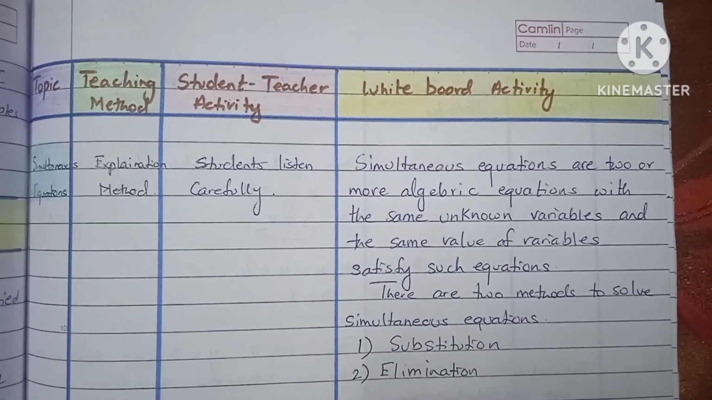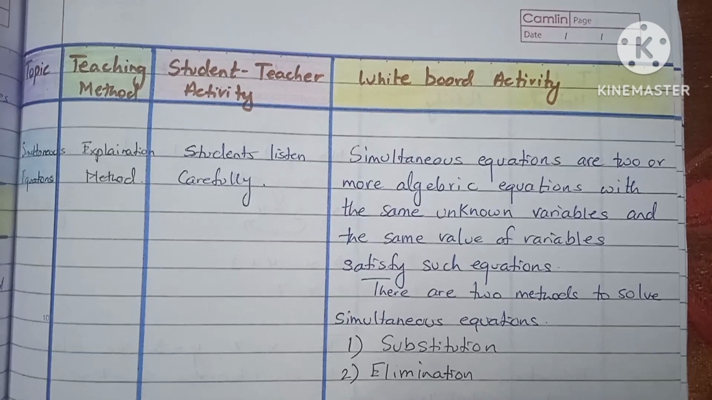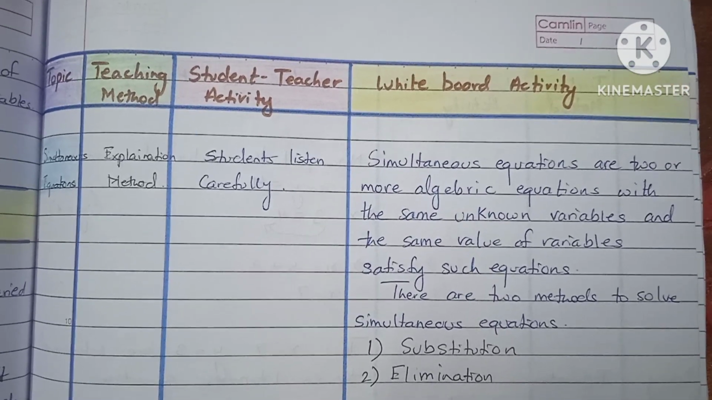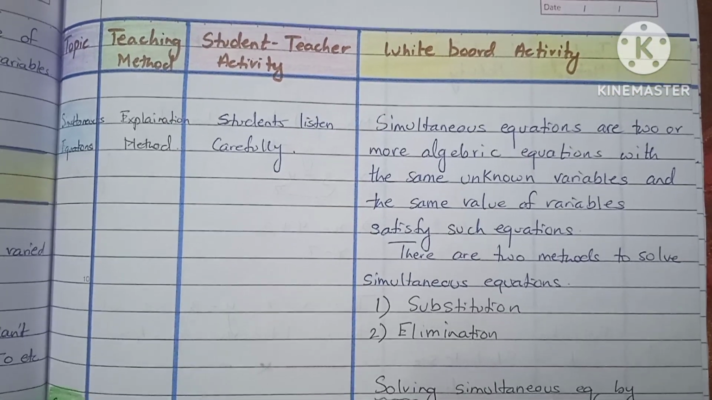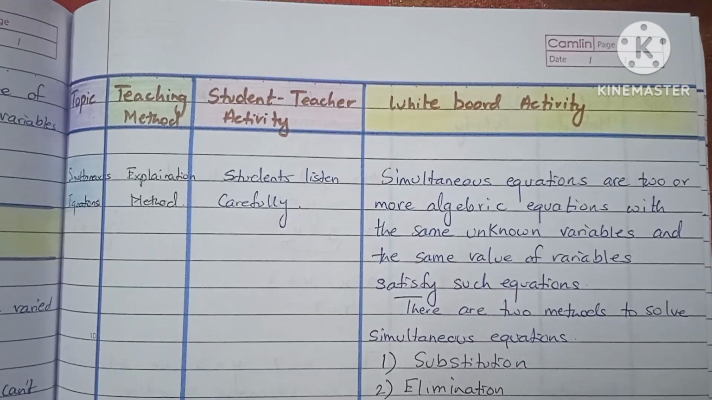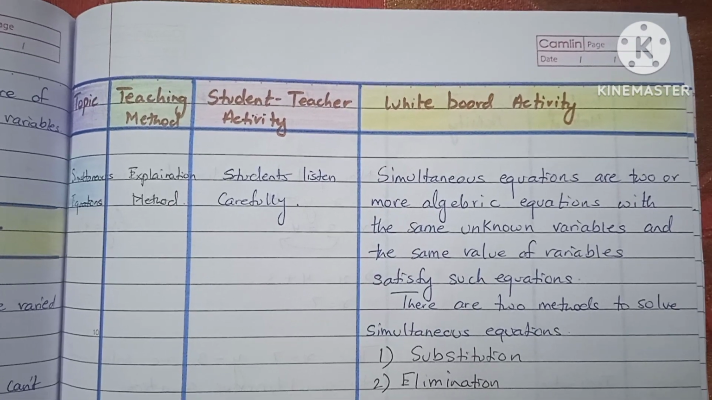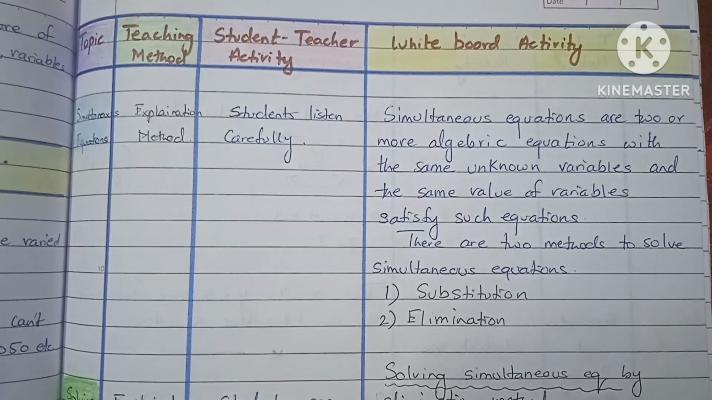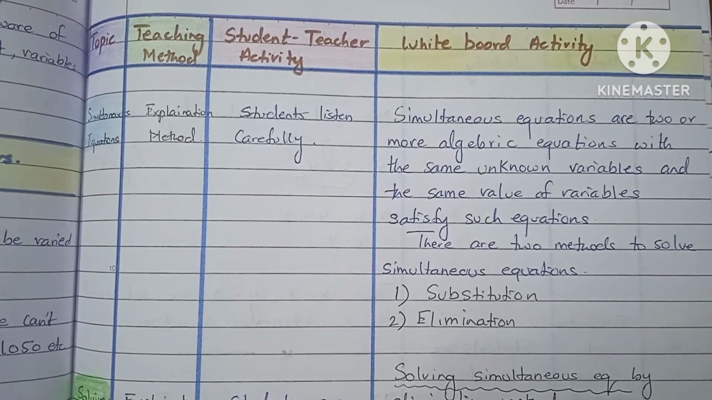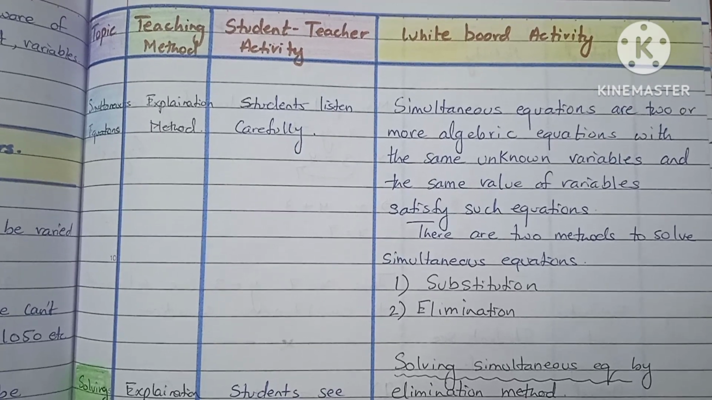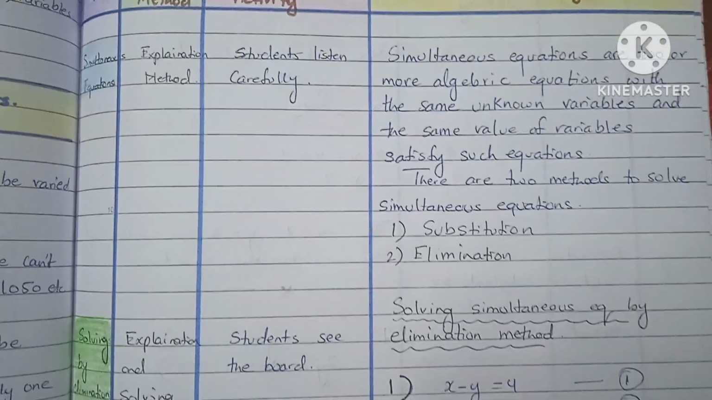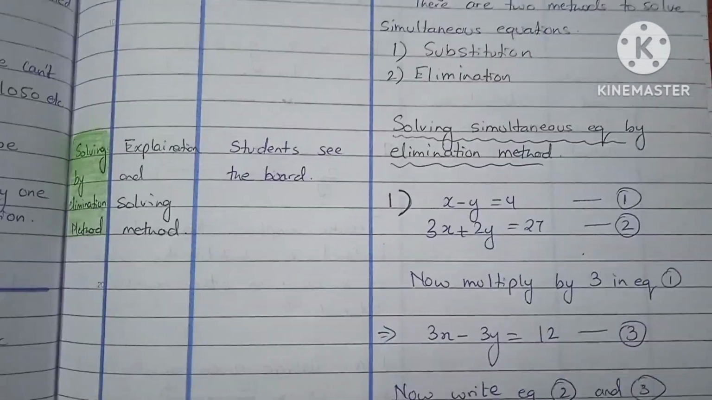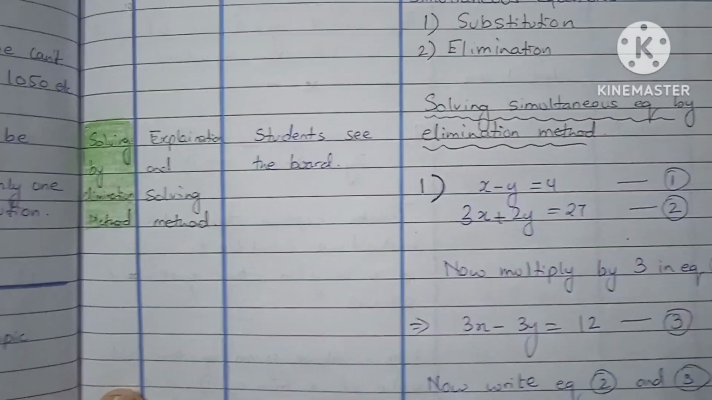Teacher explains the meaning of simultaneous equation. Teacher explains simultaneous equations are two or more algebraic expressions with the same unknown variables and the same value of variables satisfying each equation. There are two methods to solve simultaneous equations. One is called substitution method and the other is called elimination method. Now teacher explains first to solve by elimination method.